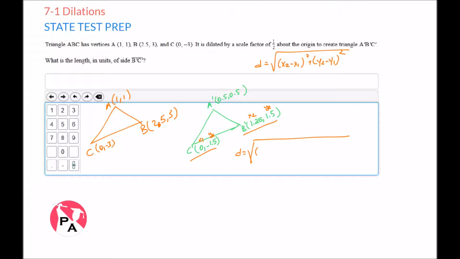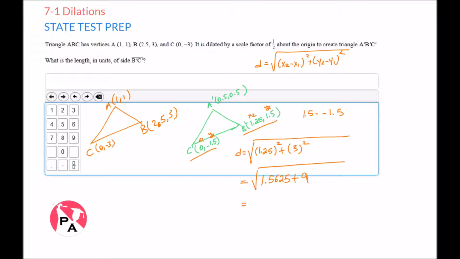So first we are going to subtract these two numbers. 1.25 minus 0 is 1.25. And then we are going to square that number. Plus, now let's get the difference of 1.5 and negative 1.5. So we are going to do 1.5 minus negative 1.5, but this is going to become a positive. So if we add these two numbers, we get 3 squared. Now, this is equal to the square root of 1.25 squared, which is 1.5625, plus 3 squared, which is 9.